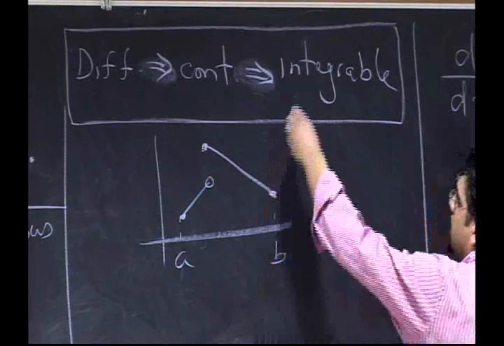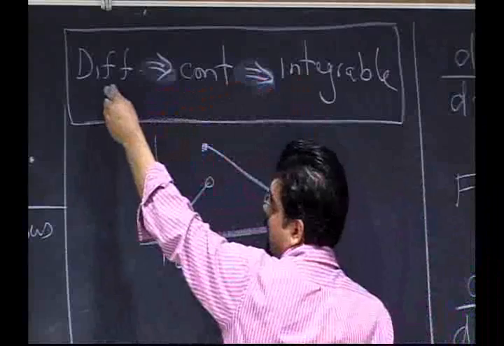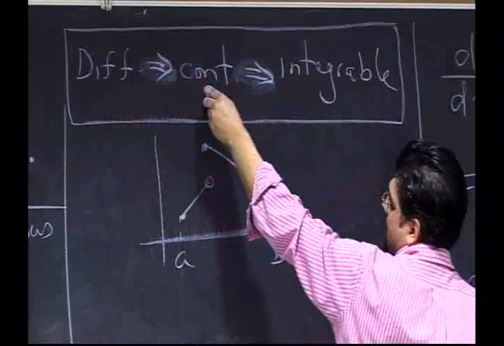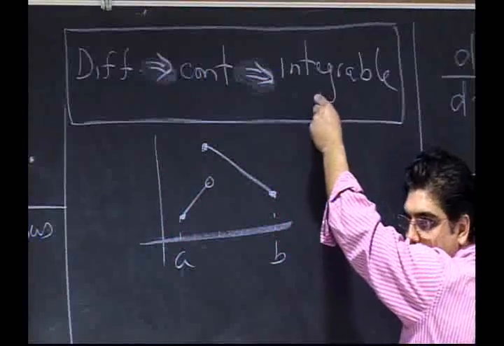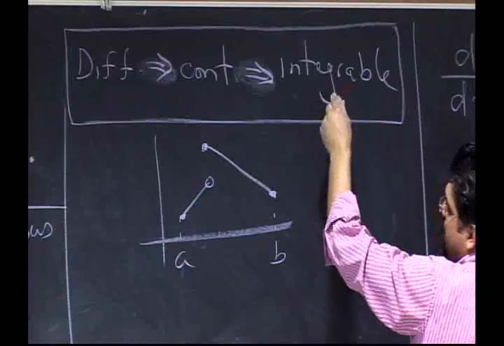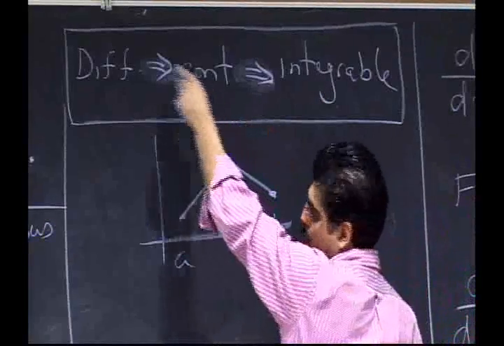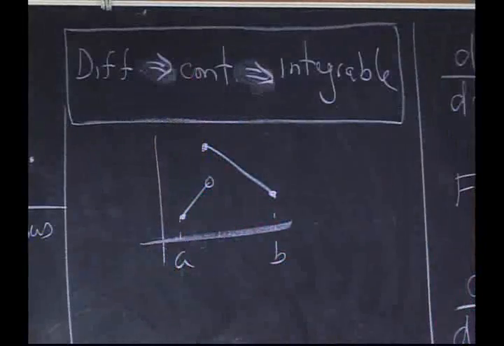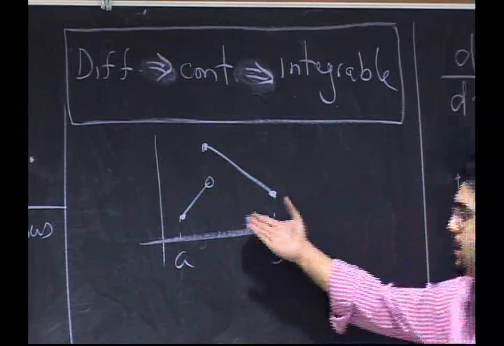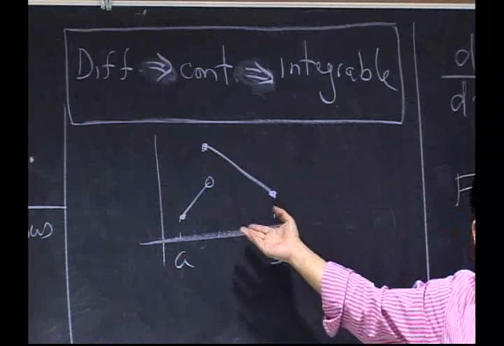So if you're differentiable, then you're definitely continuous and you're definitely integrable. If your function is integrable, it may or may not be continuous. It may or may not be differentiable. This function is not continuous and it's not differentiable, but it's integrable.